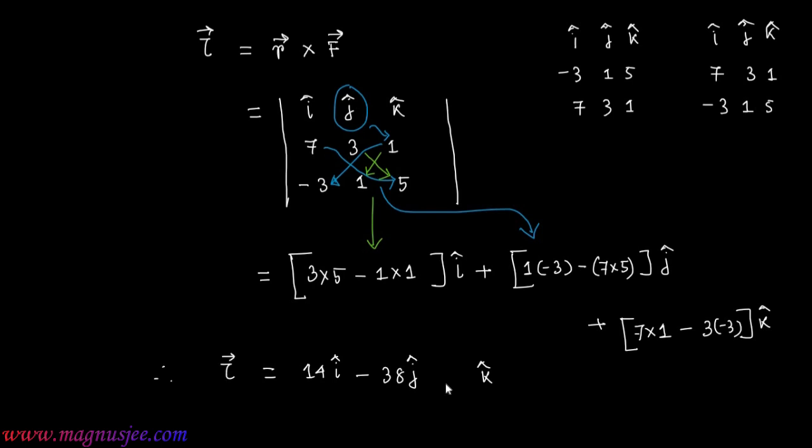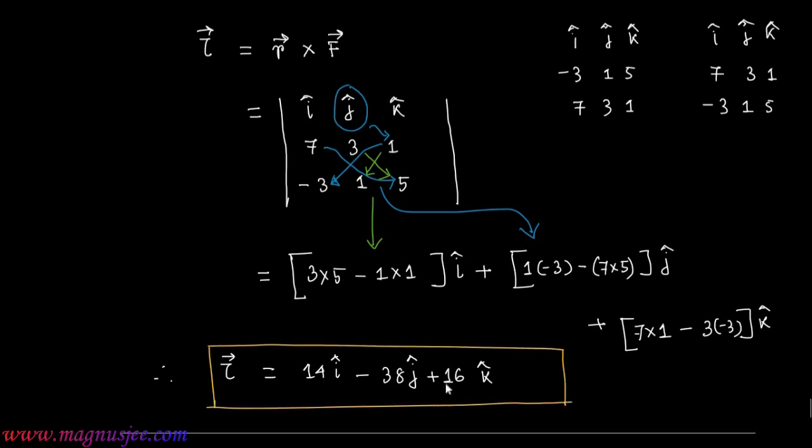And what about the rectangular component with k cap? It should be 16 k cap. We get vector tau as equal to 14 i cap minus 38 j cap plus 16 k cap. That is the torque vector, and the unit of torque will be Newton meter.